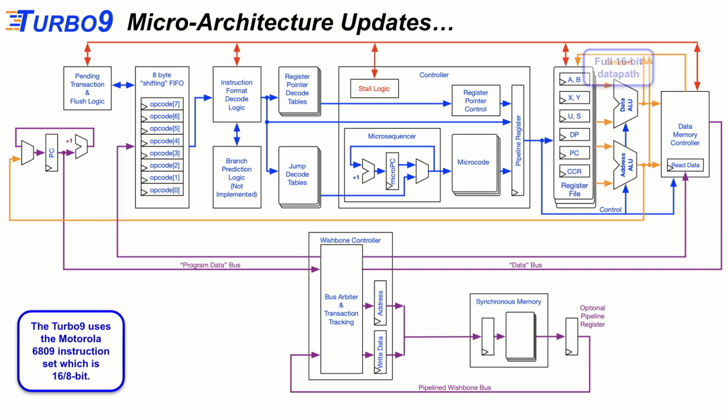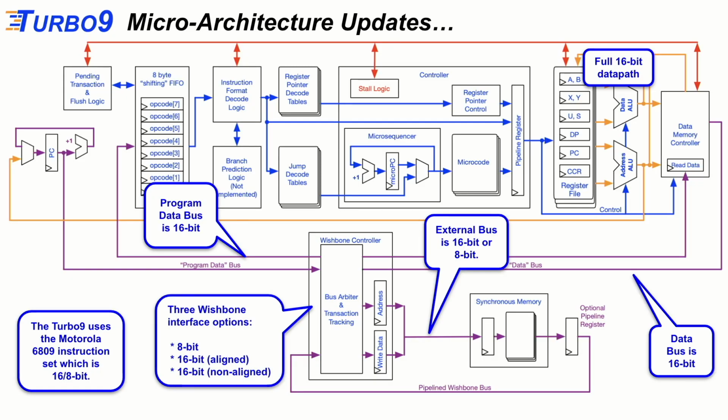Another update is obviously the Turbo9 uses the Motorola 6809 instruction set. Now, if you remember, the 6809 was considered an 8-bit machine, 8-bit hardware, but its instruction set is actually 16-bit if you look at it. So the Turbo9 is a fully 16-bit machine, and I'll show you why. So anyway, let me just keep going.